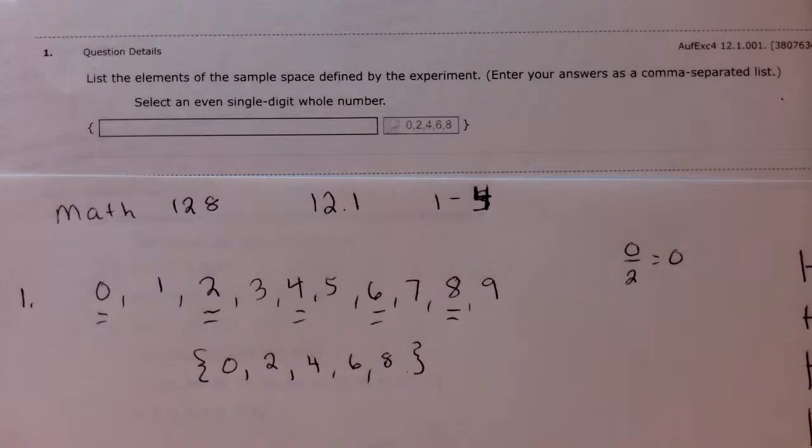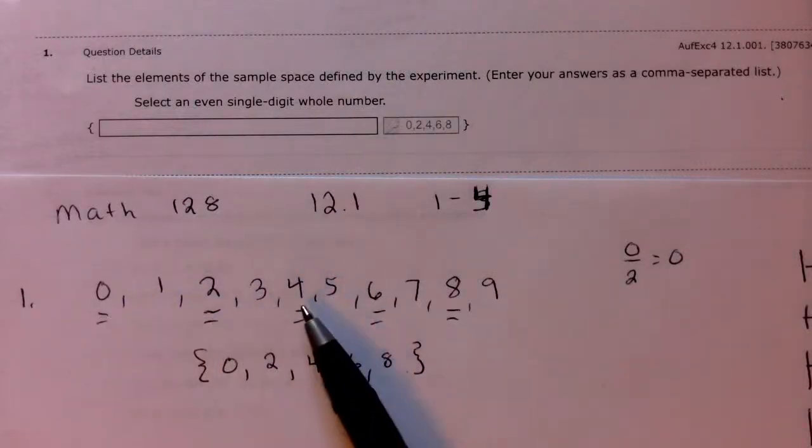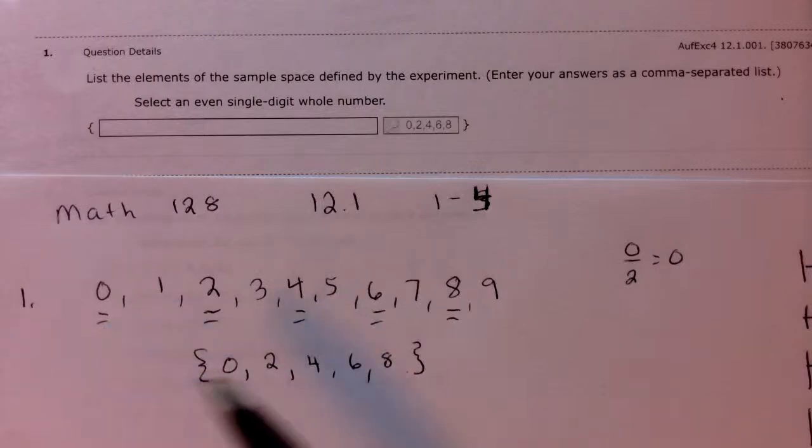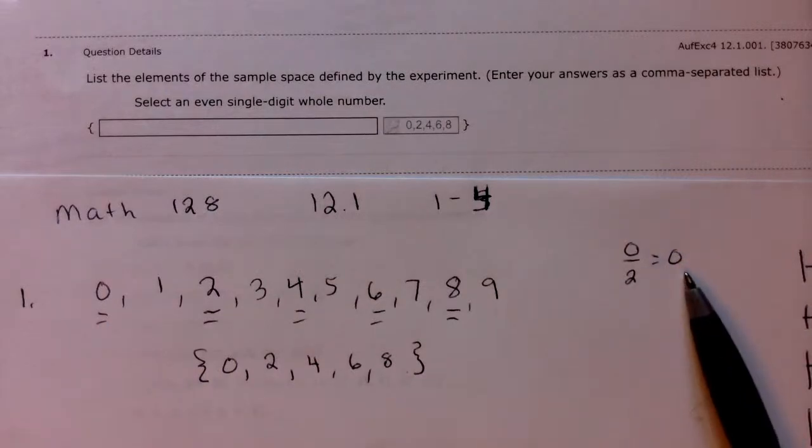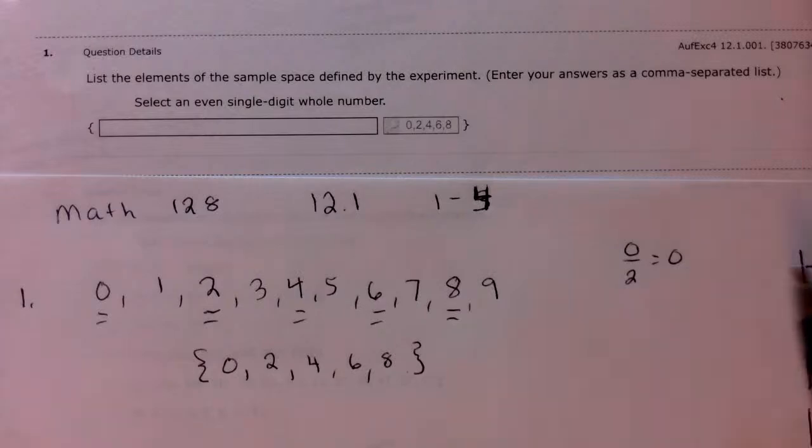So the single digit seems really strange to me. And then it's wanting a whole number, which these are all whole numbers, so we're okay there. And then it wants an even number. So when I look at this, 2 is even, 4 is even, 6 is even, 8 is even. And if we wonder if 0 is even, I could take 0 divided by 2 and get a whole number. So I know then that 0 is also even. So what they're wanting in the sample space is 0, 2, 4, 6, and 8.